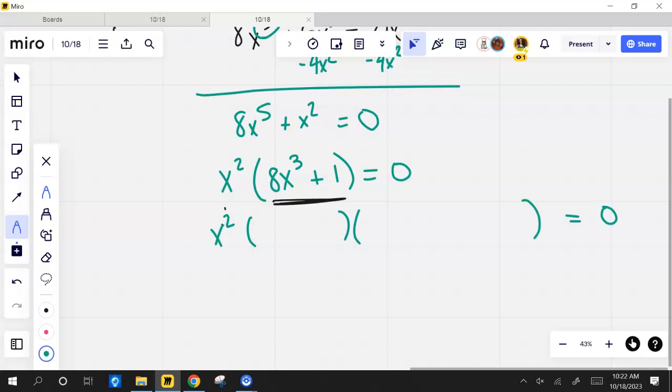Fill in your signs first. What are they? Same? There you go. What times itself 3 times gives you 8x cubed? 2 what? X. What times itself 3 times gives you 1? Now use that to fill in your second set of parentheses, okay?